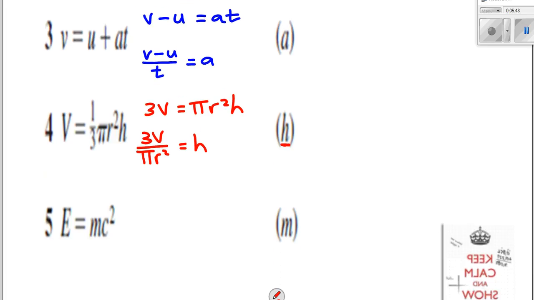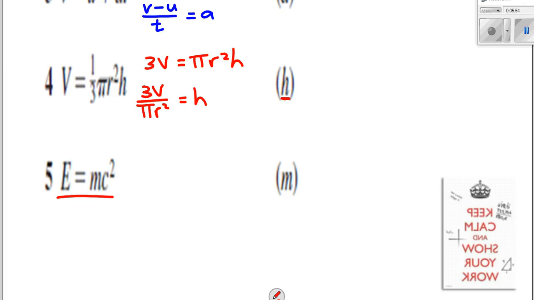Okay, another famous equation, where have you seen this before? That's right, that's Einstein's equation. E equals mc squared. m is the mass, c is the speed of light. Energy equals mc squared. So, what were we asked to find the subject? We're asked to find m.